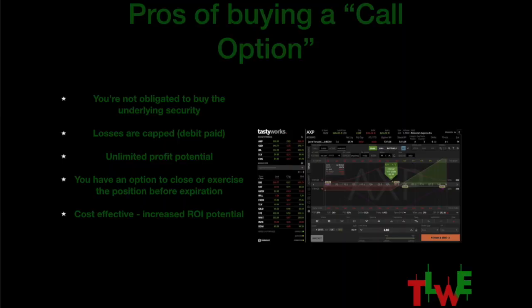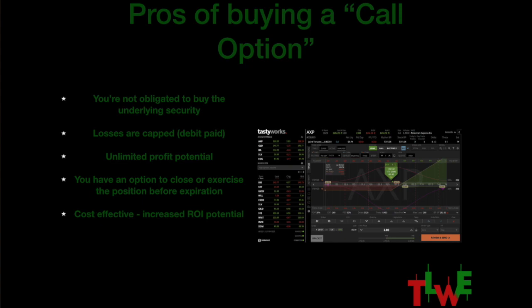Now, what are some pros to being a call buyer? You're not obligated to buy the underlying security. You are going to have time to make a decision to make sure that this is the right investment for you. Your losses are capped. Now, when I say your losses are capped, you do pay that premium, you do pay a debit to the call seller, and you cannot lose any more than that. You have unlimited profit potential. In regards to the stock price, it can continue to go through the roof, and you're still going to have that benefit by profiting off of the increase in stock price.